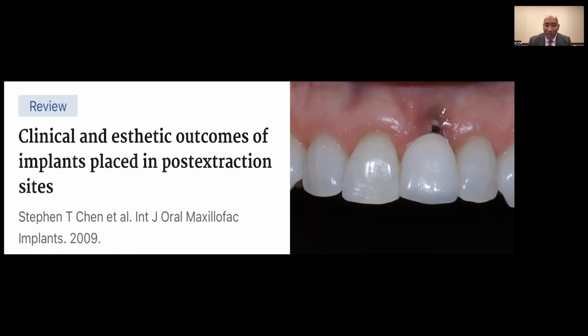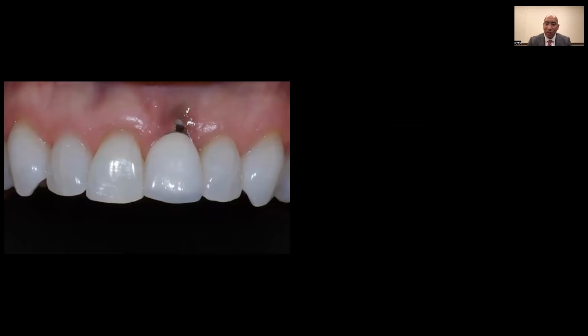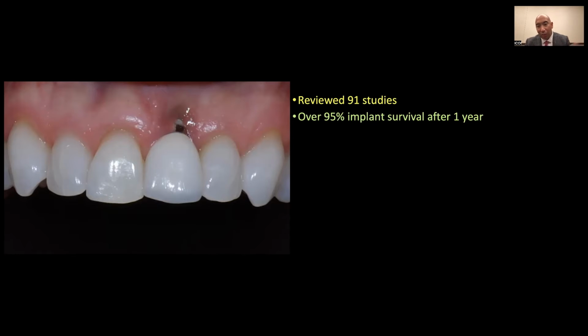However, when we look at the data, when we look at the research, this is Dr. Stephen Chen and company back in 2009, when they looked at how often these recession defects happen in immediate implant sites, it's actually kind of surprising. In this paper, they reviewed 91 studies, and not surprisingly, over 90% of the implants survived after 1 year. That was not a big deal. Survival is not a big deal. The implants do integrate. The problem is that recession is actually pretty common in type 1 sockets.